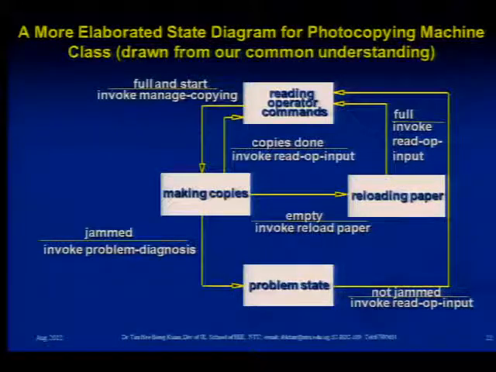Okay, so all the transitions are quite simple. When the photocopying machine is making copies, it can transit to the problem state at any time. When the paper is jammed, you will transit to this state. The photocopying machine will invoke the problem diagnosis task to give the user an indication of what the problem is. And after the user clears it, the photocopying machine will go to the ready state again. When the tray is filled up again after reloading the paper, you will go back to ready, and the user can press start again to continue making copies. Okay, so this is the state diagram showing the behavior of a photocopying machine object. In this case, it's based on our common understanding. I did not list down the behavior in detail because it's quite common.